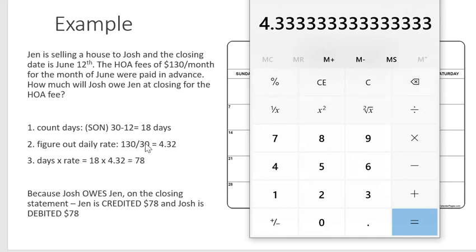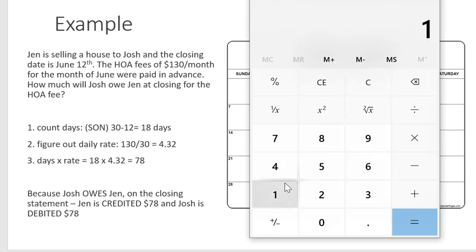So now we have the days and the rate. So now all we have to do is multiply our days, Josh owes for 18 days, times the daily rate of 4.32. And that equals 77.76. So let's round up to 78. Because Josh owes Jen on the closing statement, Jen is credited $78 and Josh is debited $78.